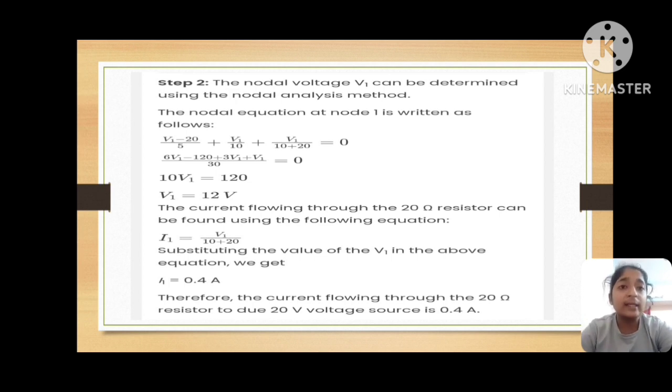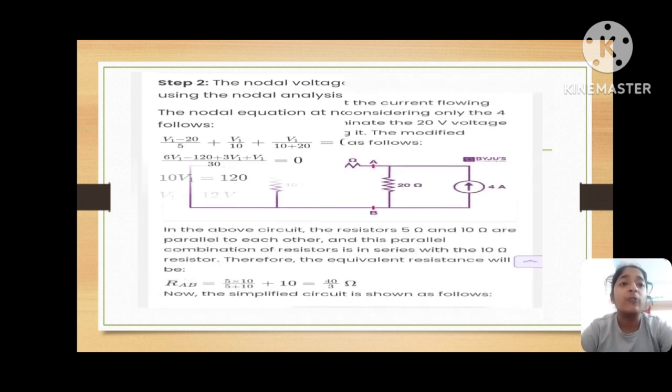After solving we will get 10 V1 is equal to 120, where V1 is equal to 12 volts. The current flowing through the 20 ohm resistor can be found using the following equation, where I1 is equal to V1 by (10 plus 20), where I1 we will get 0.4. Therefore, the current flowing through the 20 ohm resistor due to the 20 volt voltage source is 0.4 amp.